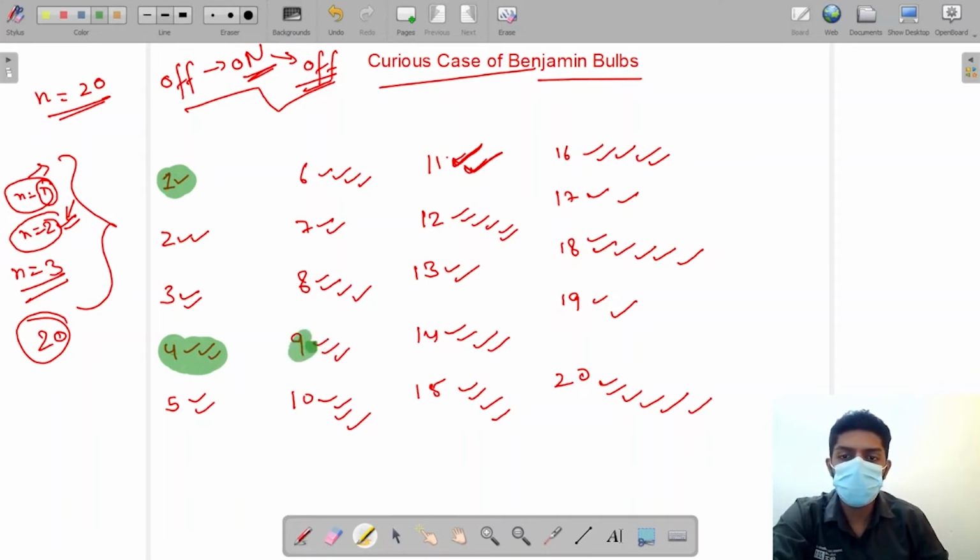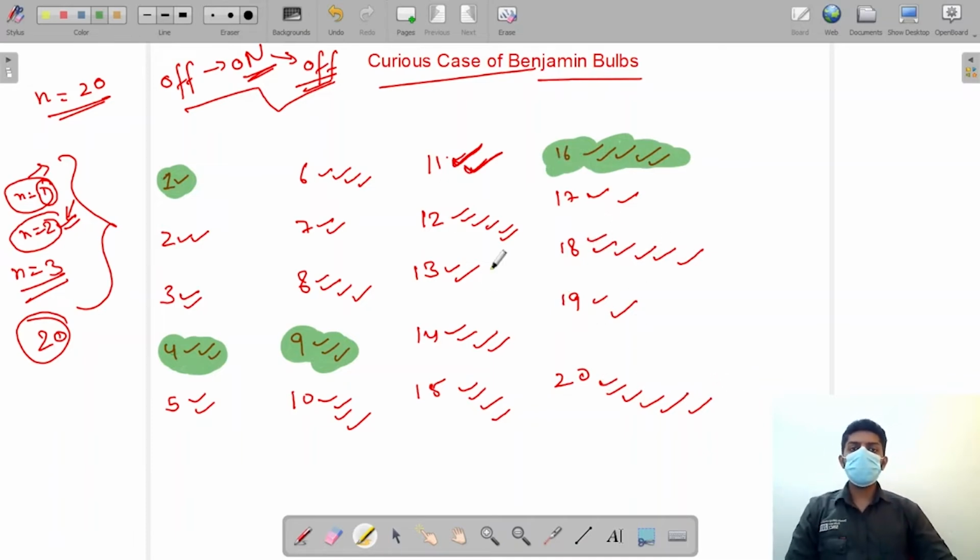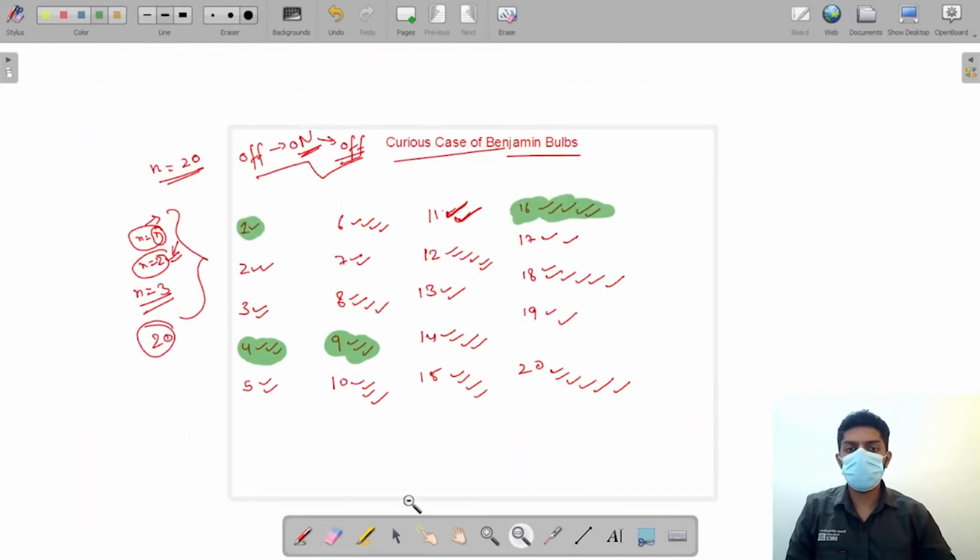This is 9. Let's see, 1 2 3 4, 1 2 3 4 5 6, 1 2 3 4, 1 2 3 4, 1 2 3 4 5. So 16 has remained on. Now 1 2 3 4 5 6, 1 2 3 4 5 6. Yeah, so these are the only bulbs that have remained on, right? Let me zoom out a bit.